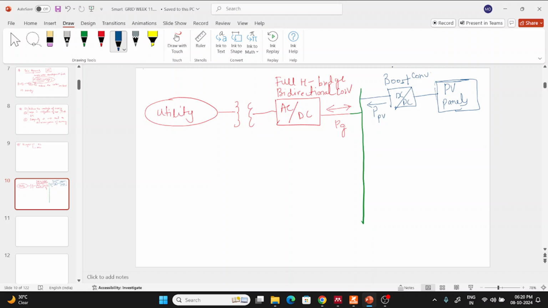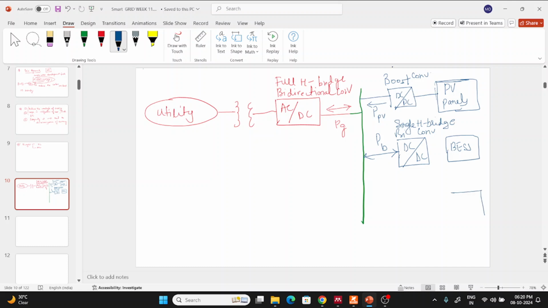Now another here is the battery. I just told you that the battery is a very important part of any energy management. This is a DC to DC single H bridge converter, which is bidirectional. Let's say the power coming from this battery is PB.